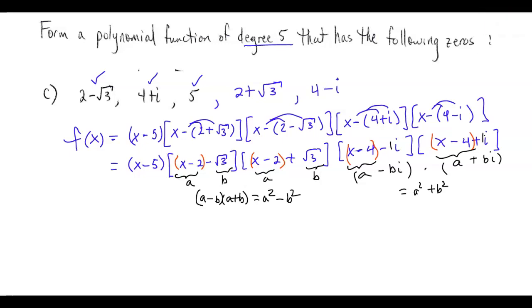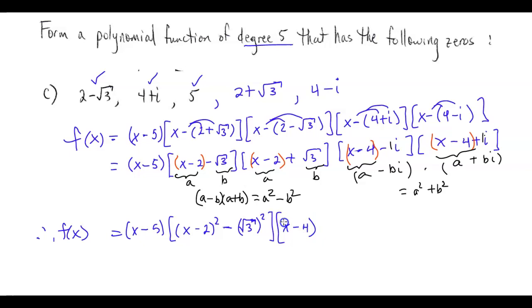So noting that, we know that our next step for our polynomial would end up being x minus 5 here. And then this would end up being x minus 2 quantity squared minus square root of 3 squared, which is just going to be 3. But I'll write it like this and simplify it later. And of course here, our a in this case is x plus 4 squared, plus our b is just going to be 1 squared.